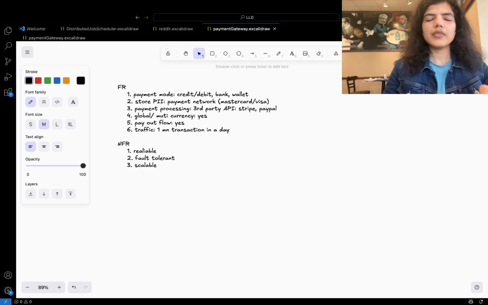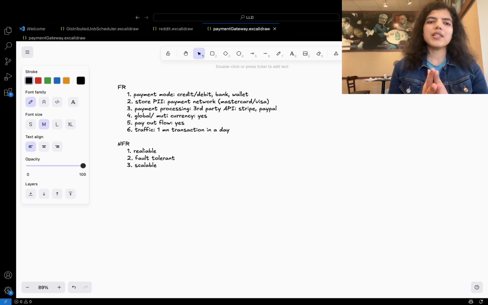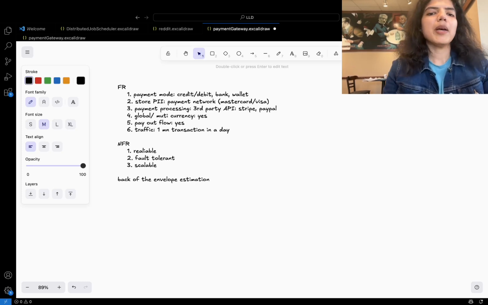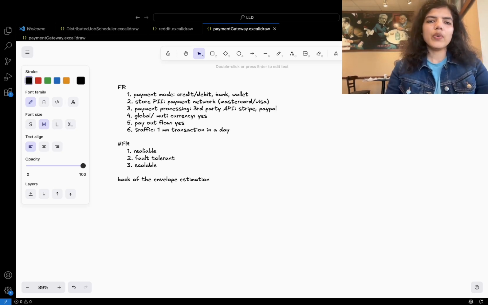Now, since we have the functional requirements and the non-functional requirements, I would want to talk about the back of the envelope estimation. How to calculate the back of the envelope estimation? So we know about the user traffic. The traffic that has been given to us is 1 million transactions, right?